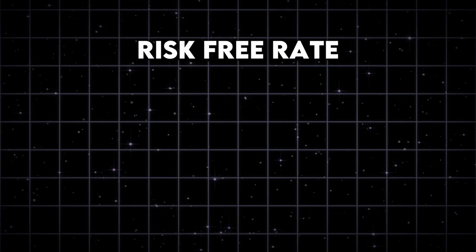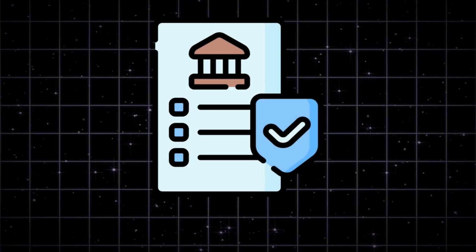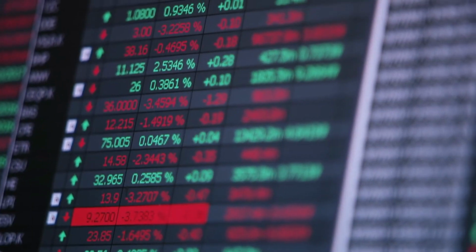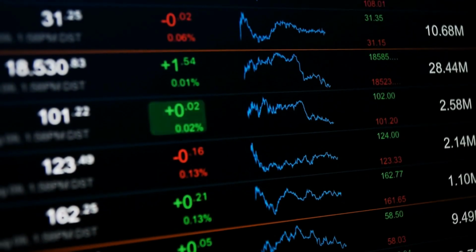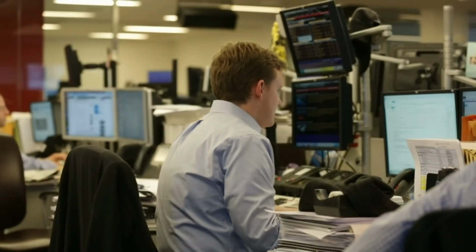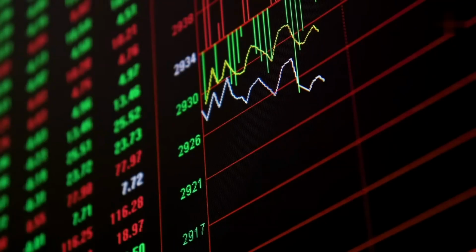The risk-free rate is the return on a theoretical asset with no risk, such as short-term government securities. By combining the risk-free asset with the market portfolio, which is an efficient portfolio that includes all risky assets, investors can achieve a range of portfolios with different risk-return profiles.